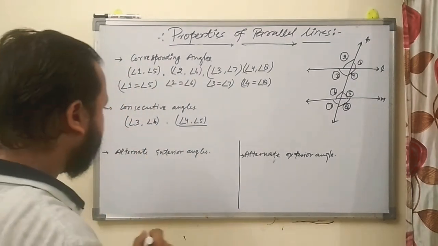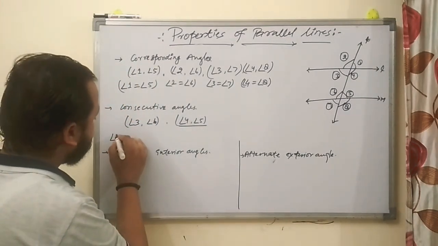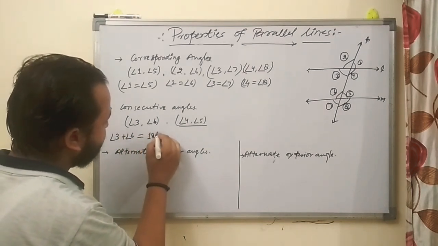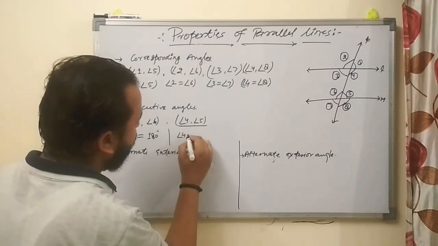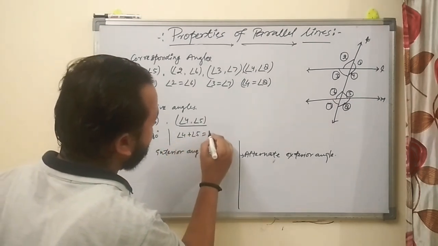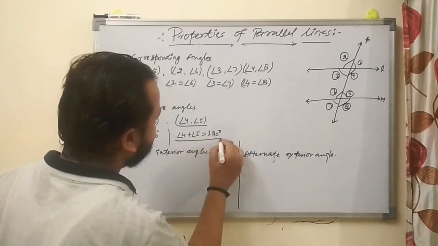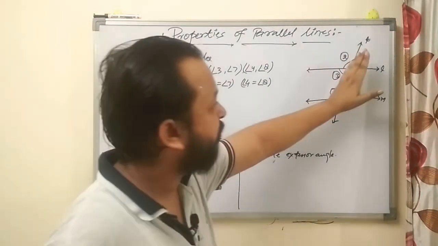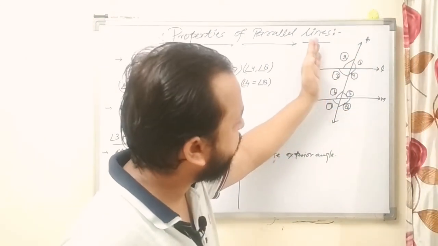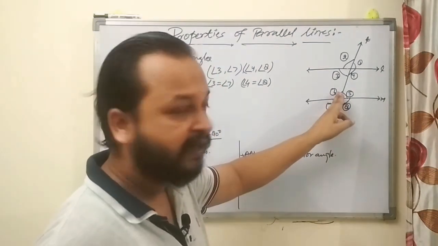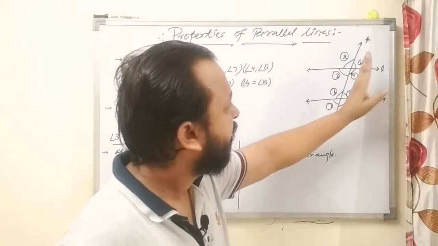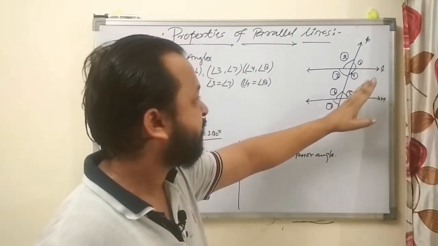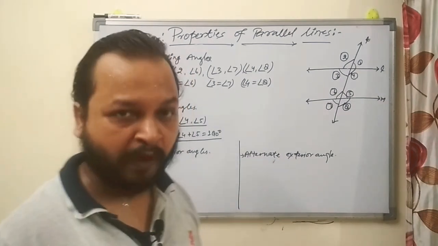So the property of consecutive angles means the sum of angle 3 and angle 6 equals 180 degrees, and angle 4 plus angle 5 equals 180 degrees, right? It means the consecutive angles on the same side of the transversal, 3 and 6 are on the same side, and 4 and 5 are also on the same side. So the sum of these angles is equal to 180 degrees, right?